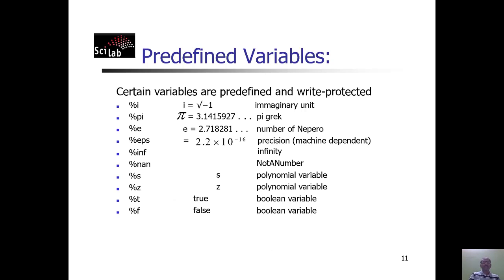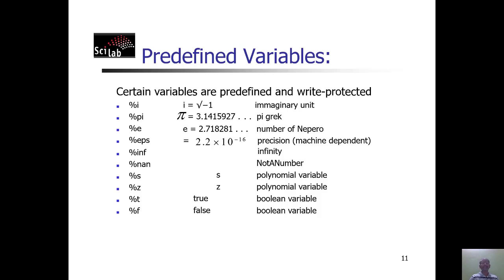These are the predefined variables. As you can see, i, which is used for the complex number, and its value is i equal to square root of minus 1. And in case of Scilab, this number will be used by using a percent sign before it.